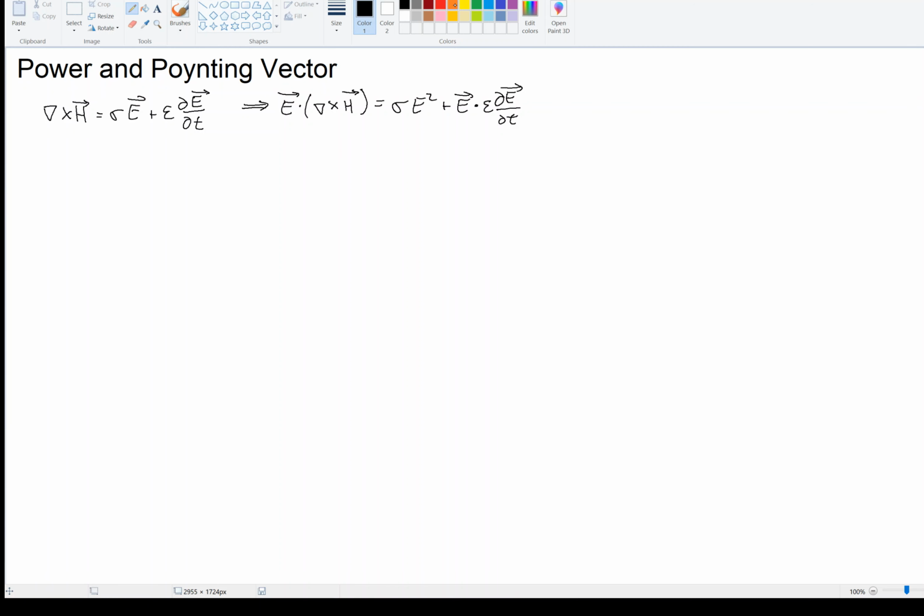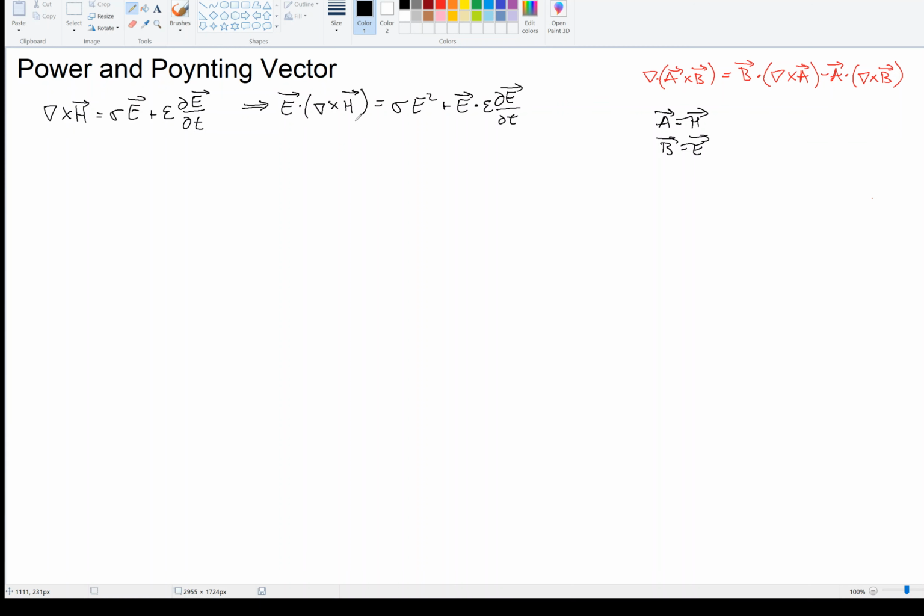Now, there's a vector identity that you don't need to have memorized. It's that the divergence of A cross B is equal to B dotted with the curl of A minus A dotted with the curl of B. If you don't remember that, we talked about that very early. That's okay. We're just going to apply that here with A being the magnetic field and B being the electric field. No big deal.